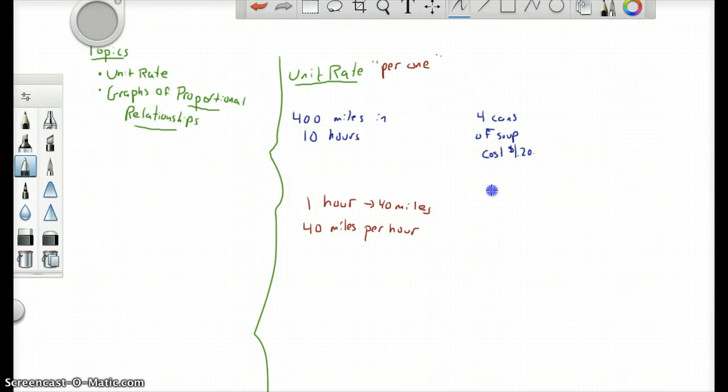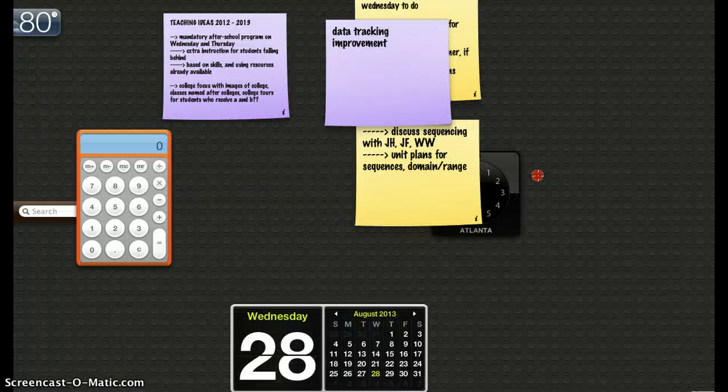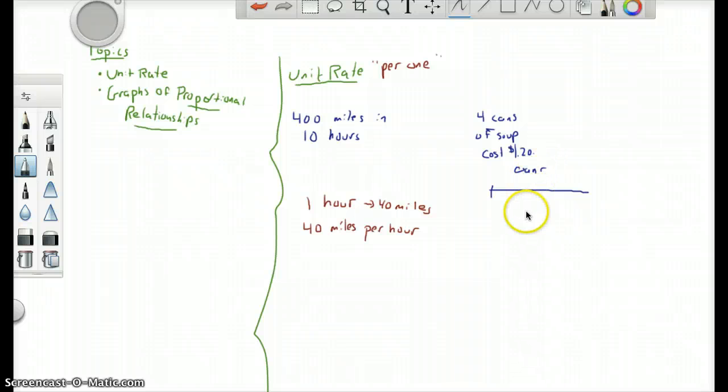Let's think about that double number line diagram. Okay, so we'll put our cans up top. And then down on the bottom, we're going to put our cost. Okay. So we know that 4 cans cost $1.20, right? And this is going to work if each can costs the same amount. We can kind of assume that that's true. And of course, on the other side here, 0 cans cost $0.